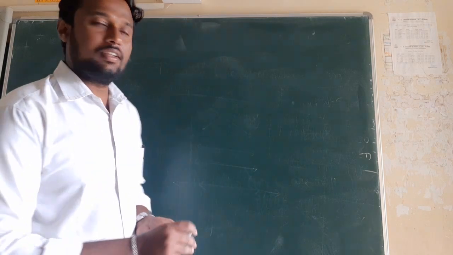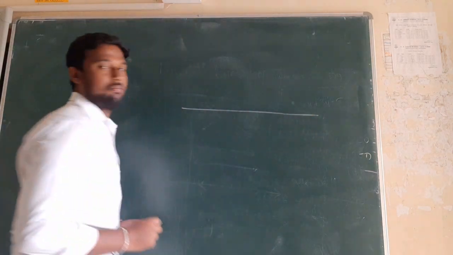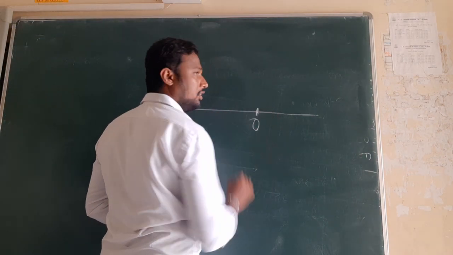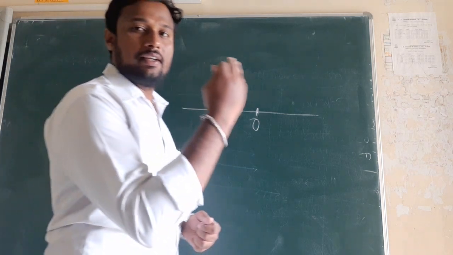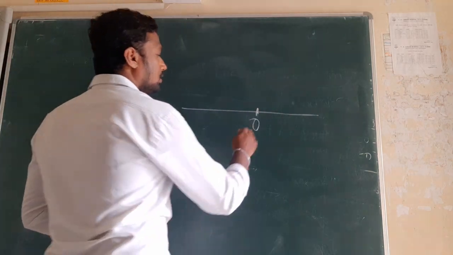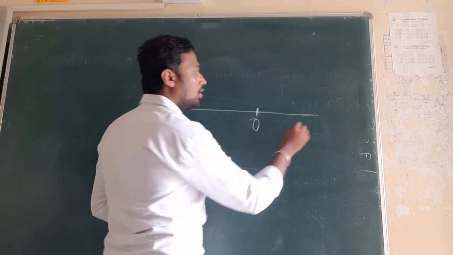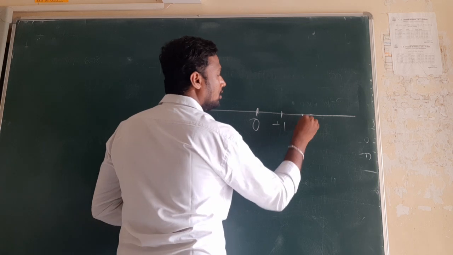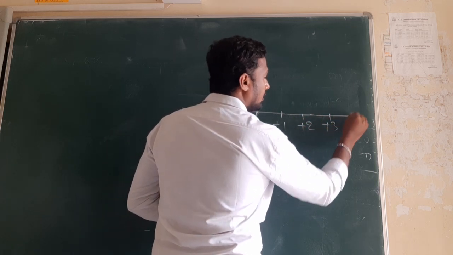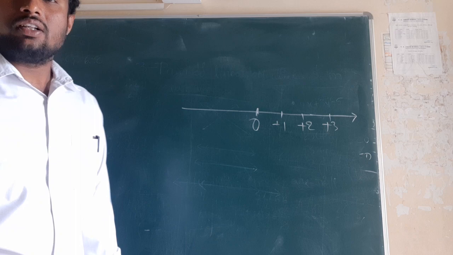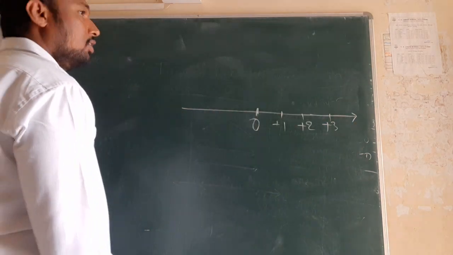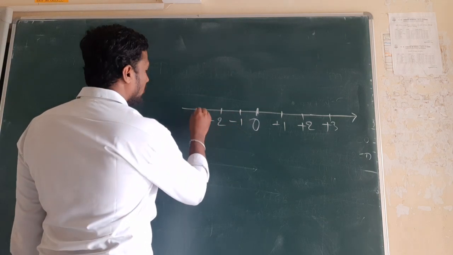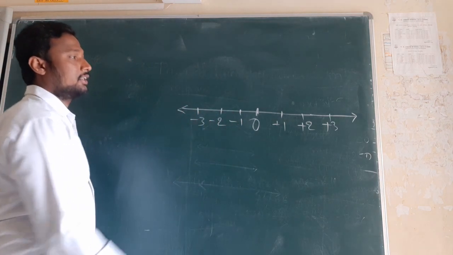I told that in a number line, in the middle, what will you get? 0. In the middle of the number line you will get 0, and on the right hand side of 0, what will you get? Positive integers. Always you get positive integers like +1, +2, +3. And on the left hand side of 0, what do you get? Negative integers, that is -1, -2, -3, like this it continues.